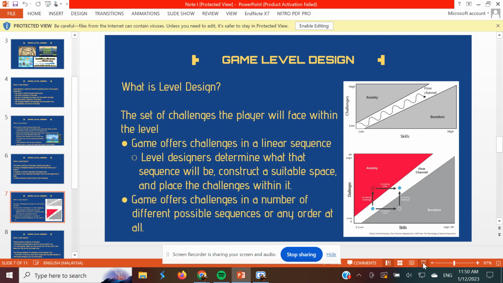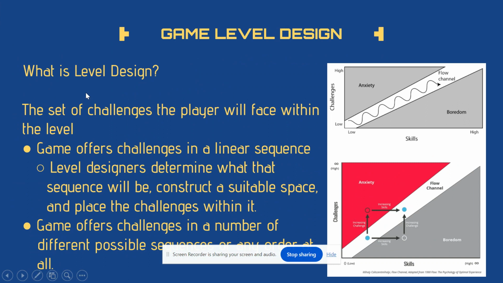So, for example, in these steps and theory of what is level design, this is the set of challenges the player will face within the levels. A game offers challenge in a linear sequence. So basically, the linear sequence is the easy one. Most of the games do a linear sequence, easy for you to adapt to the environments.